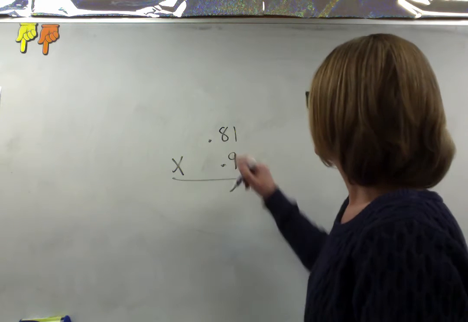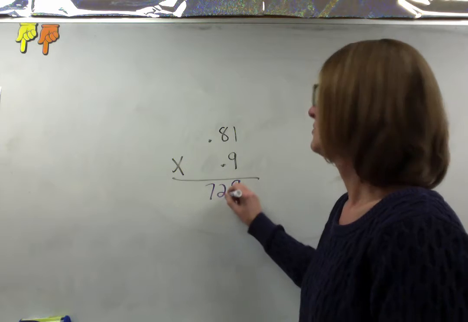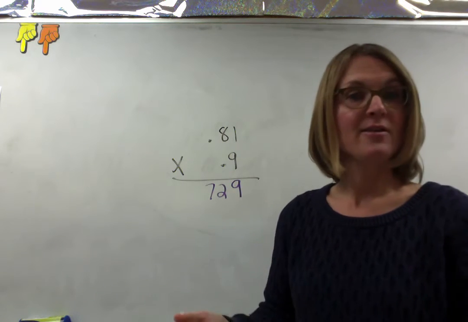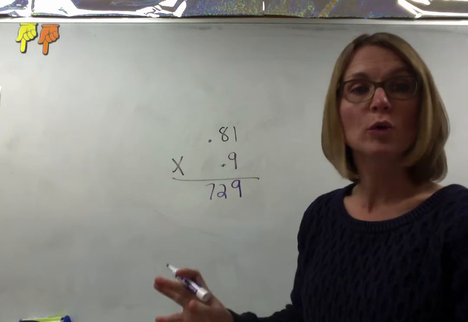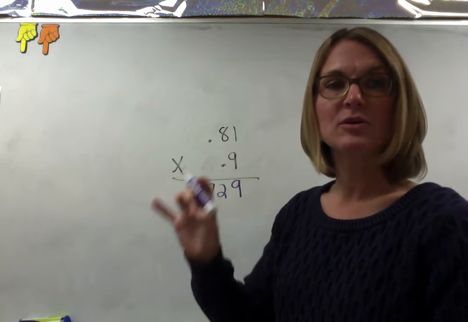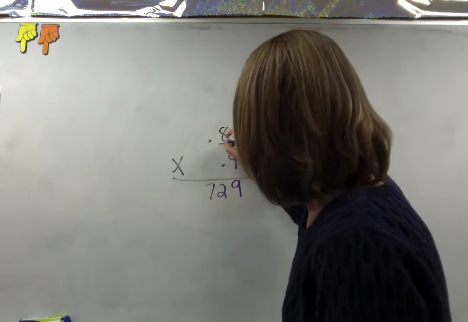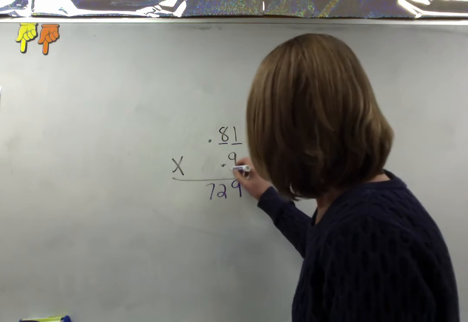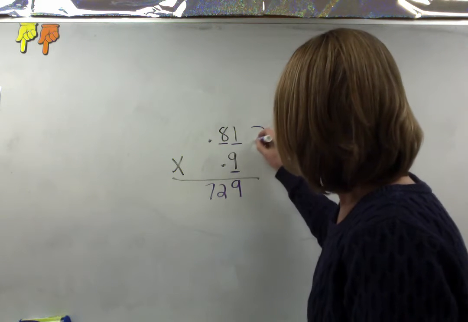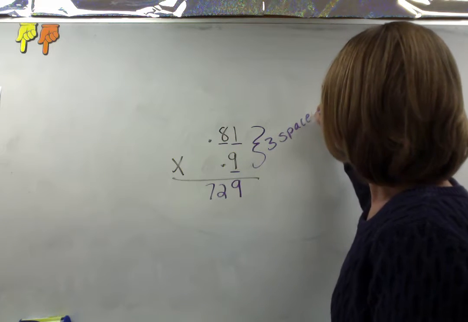We're going to have 9 times 1, which is 9, and 9 times 8, which is 72. So far, so good. Now that we have our answer, we have to go back and count in total how many numbers come after the decimal in the problem. So if I go up here, I have 2 numbers that come after that decimal, and then I have 1 number that comes after this decimal, for a total of 3 spaces, okay?